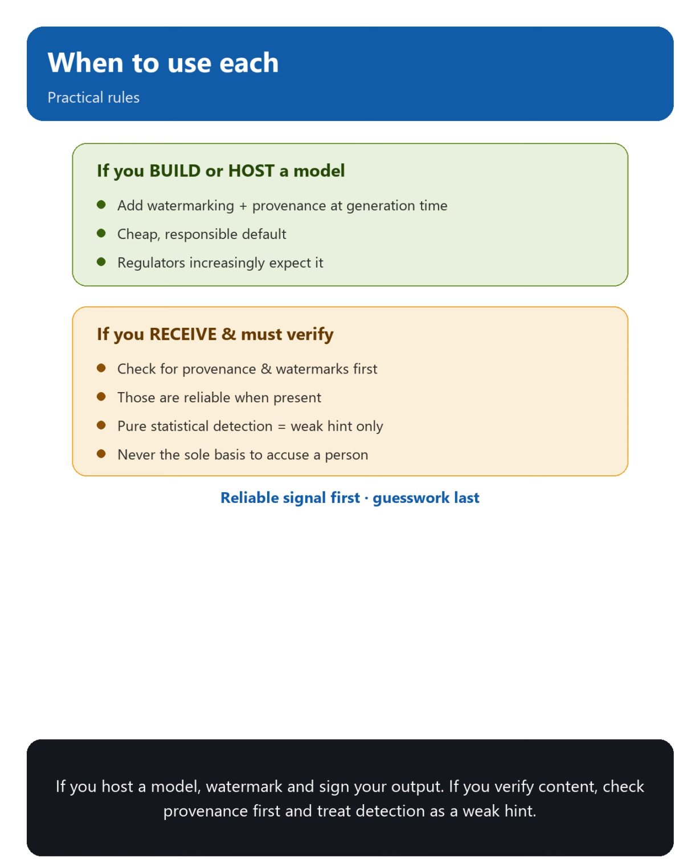When should you reach for each approach? If you build or host a model, add watermarking and provenance at generation time. It is cheap, it is the responsible default, and regulators increasingly expect it. If you are on the receiving end and need to verify content, prefer checking for provenance metadata and watermarks first, since those are reliable when present. Treat pure statistical detection as a weak hint, never as proof, and absolutely never as the sole basis for accusing a person of cheating or fraud.